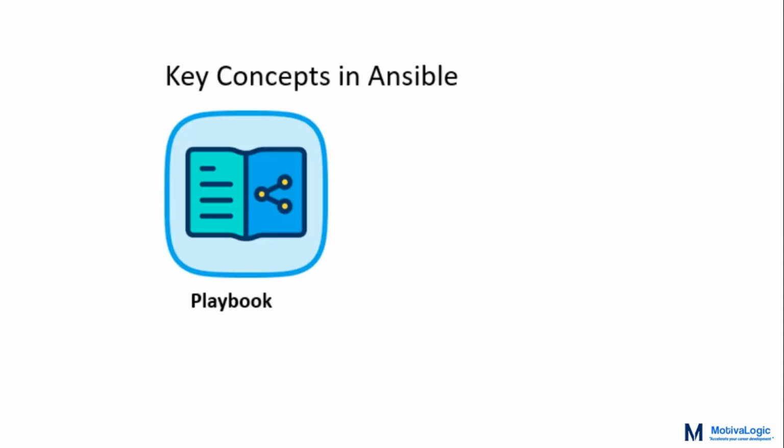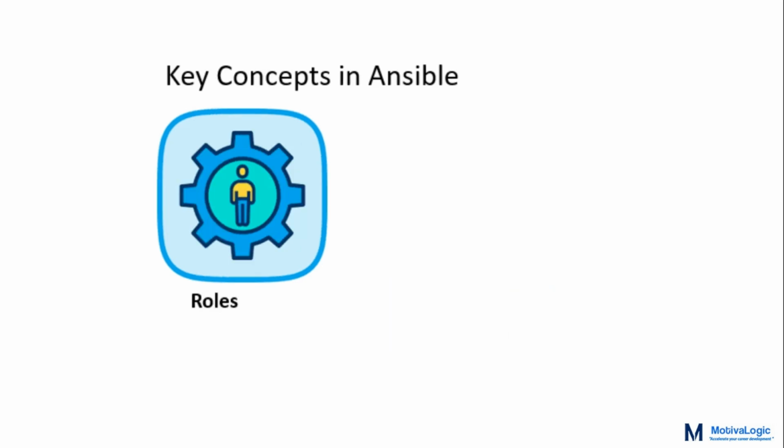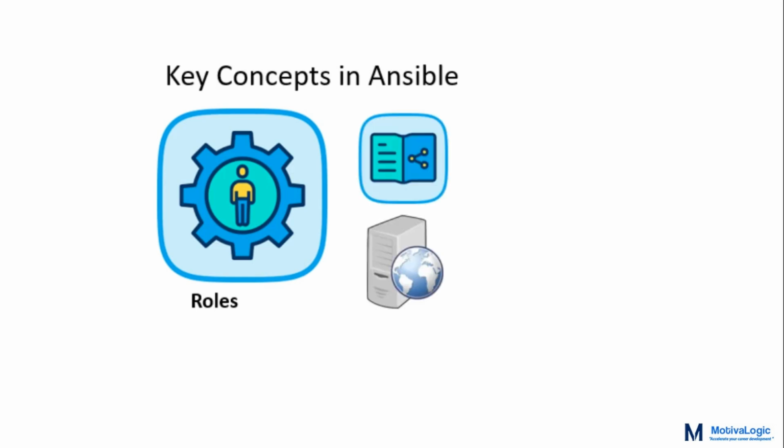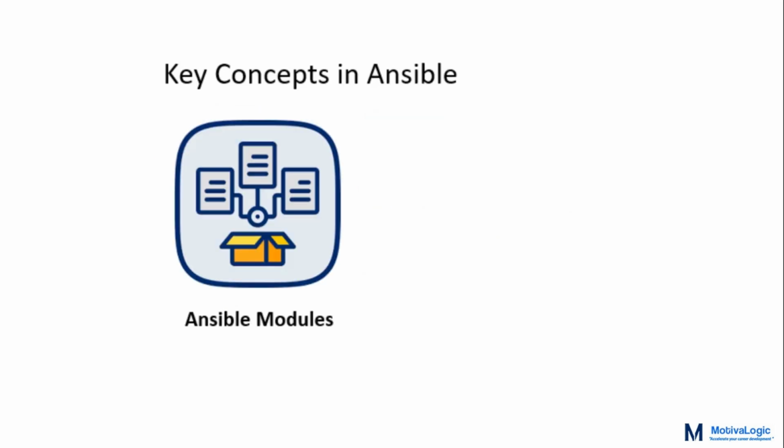2. Playbook. A playbook is a YAML file that describes the tasks to be executed on remote hosts. Playbooks are the heart of Ansible automation. 3. Roles. Roles allow you to organize playbooks into reusable units. For example, you could create a web server role that installs Apache, configures firewall rules, and deploys website files.